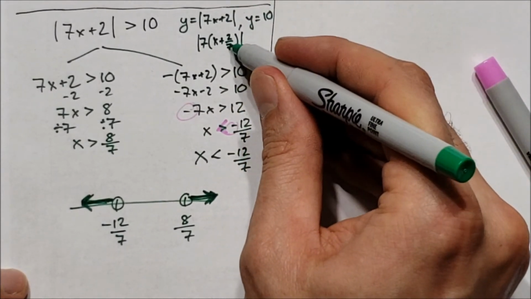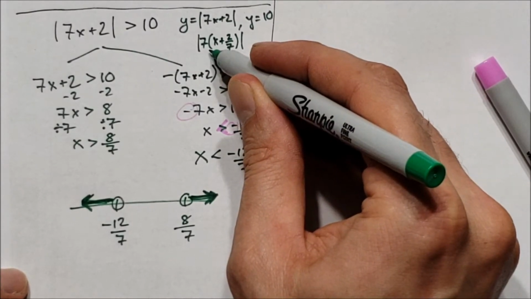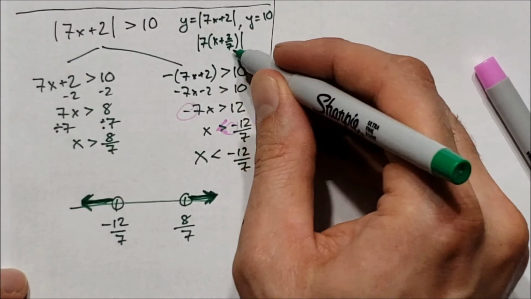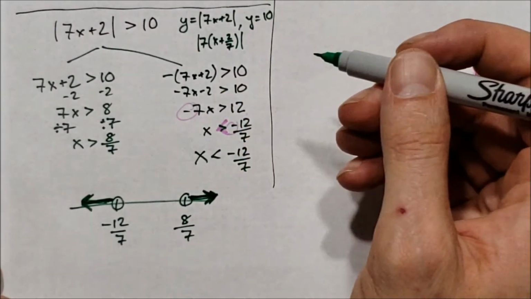Let's see why, because this is going to be shifting to the left 2/7, and it's going to be 7 times as steep as our parent function. If we factor that out, we'll get our shift and our stretch.